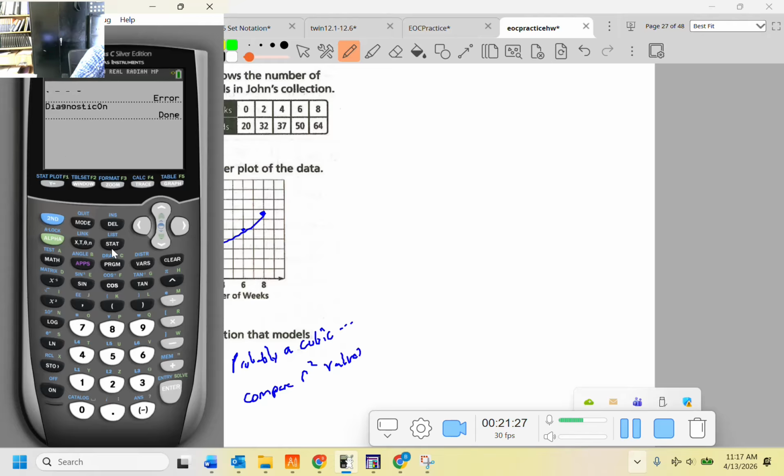Now I'm going to put my x's in list 1 and my y's in list 2. So my x's are 0, 2, 4, 6, 8. And my y's are 20, 32, 37, 50, and 64. There you go. If you're a little curious, remember you can do scatter plots too. You can turn them on. Second Y equals, turn them on. Then you can do a zoom 9, all that good stuff.